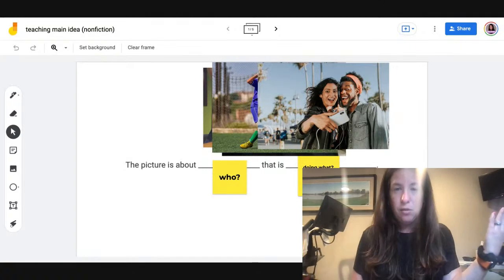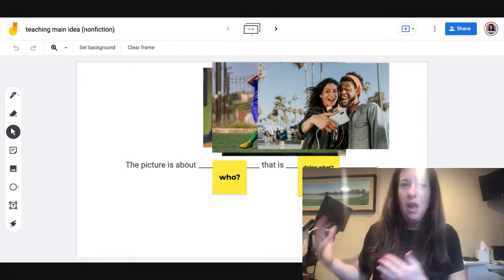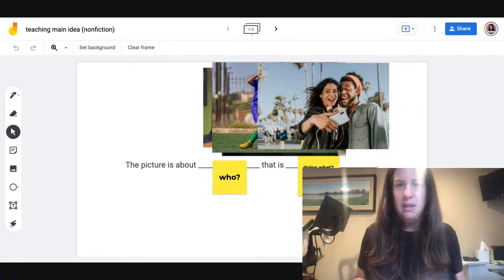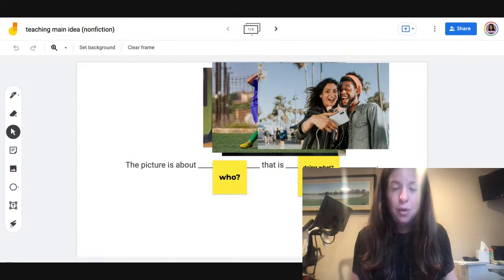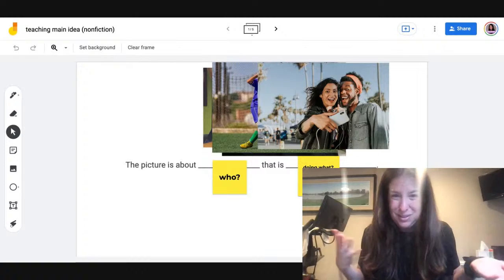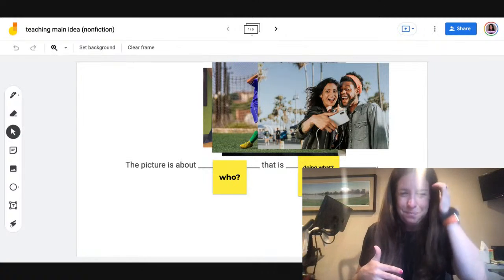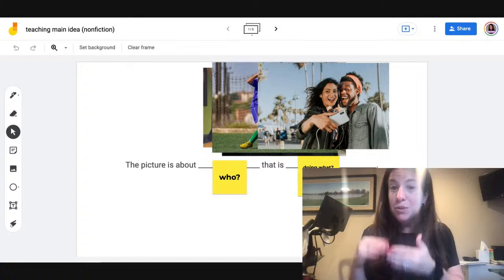So who is it about? It's about a girl and a boy. We don't know their names. It's okay. And what are they doing? They're taking a picture. Does it matter that there's trees in the background? Does it matter that they're wearing jackets? No, those are details. And do those details even support it? Yes or no?